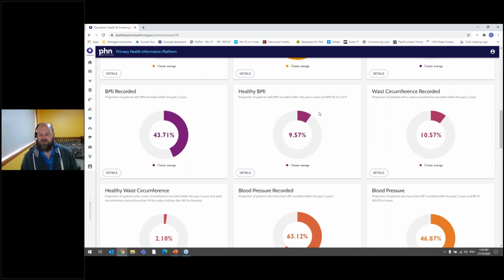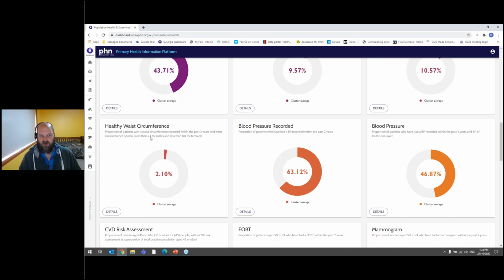And so what we're wanting to achieve as a positive long-term health outcome across our region is patients with a healthy BMI. So this is the outcome, and so this is a new indicator. We've also got the new indicator here about the waist circumference being asked in the last 2 years. And again, those are based on gender, 94 centimeters for males and 80 centimeters for females, that have a healthy waist circumference across the region.